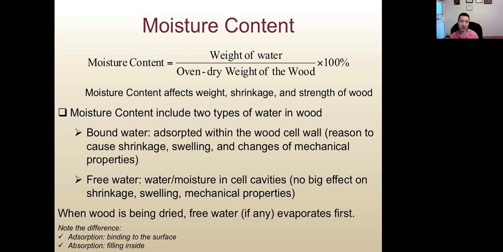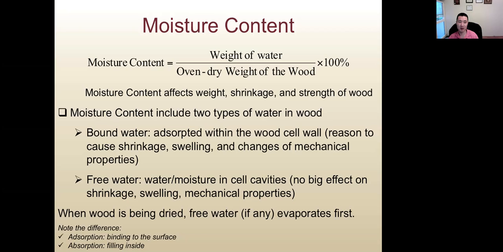So for wood, the moisture content is defined as the total weight of water. We put a piece of wood in an oven and dry it. Depending on the difference in weight, we can calculate the weight of water. That divided by the oven dry weight of the wood is the moisture content of the wood. Moisture content will obviously affect the weight, and also the shrinkage and the strength of wood.